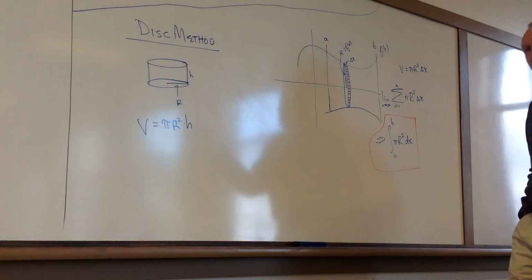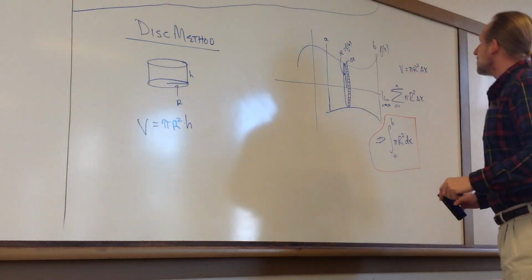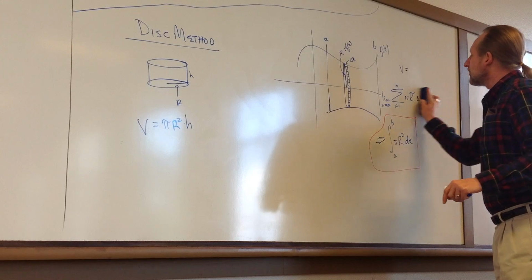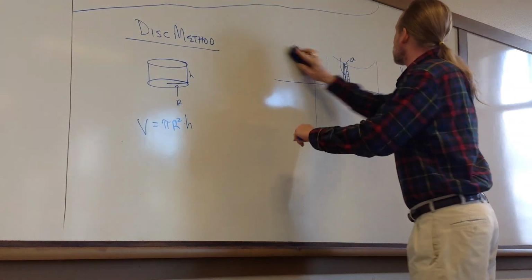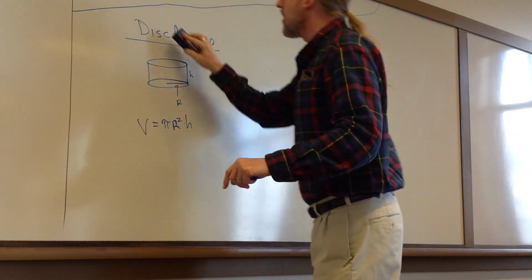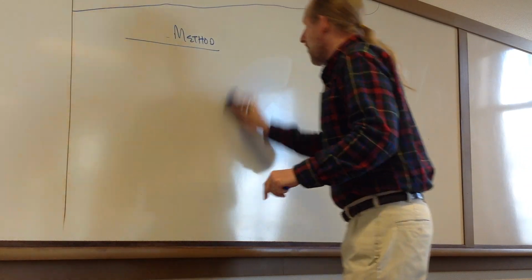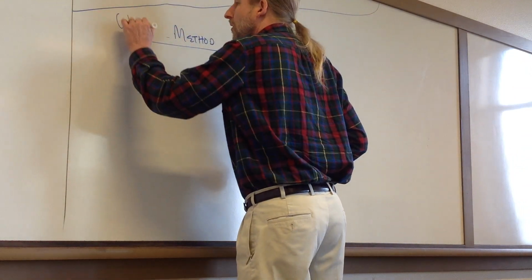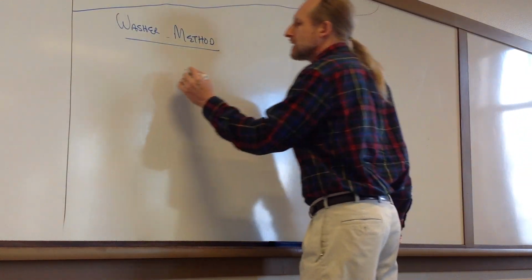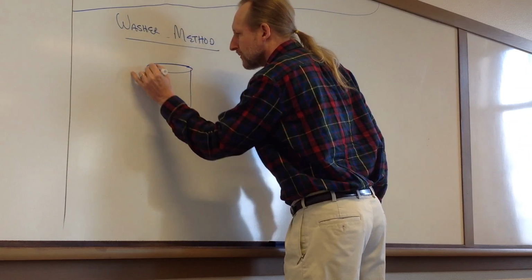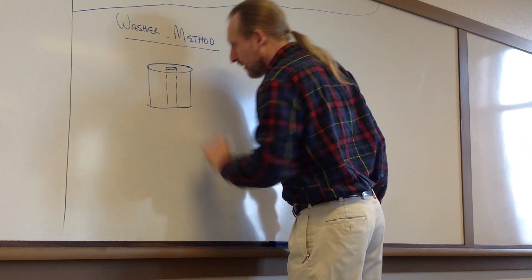Okay, so let's talk about something that's called the washer method. This is a little bit more complicated. Let's erase the whole thing. The washer method is based on a situation where you've got a cylinder with a hole cut out of the middle. So we've essentially got our same cylinder, except that this one has a hole all the way through it.